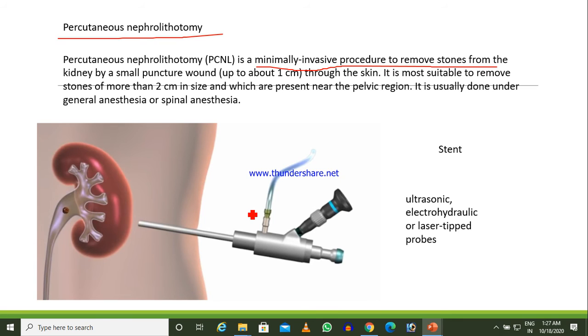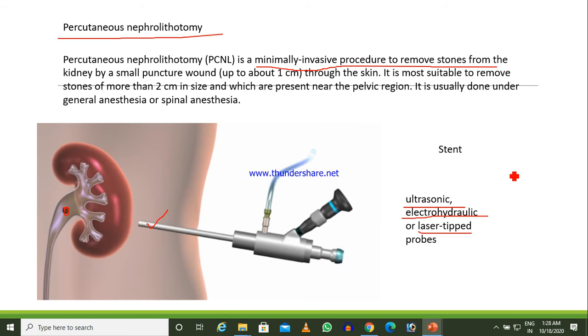Here also, the tip of this device will generate ultrasound, or electrohydraulic energy, or a high energy laser, which can break the renal calculi into small pieces, and through this device they can be sucked out, and the remaining small pieces may pass through the ureter.